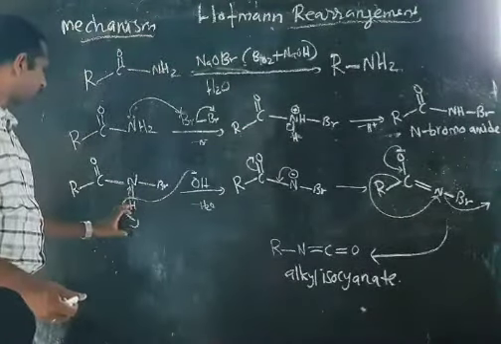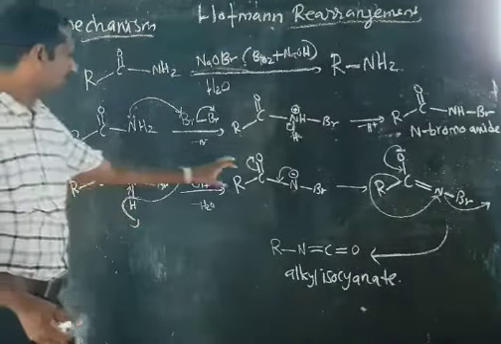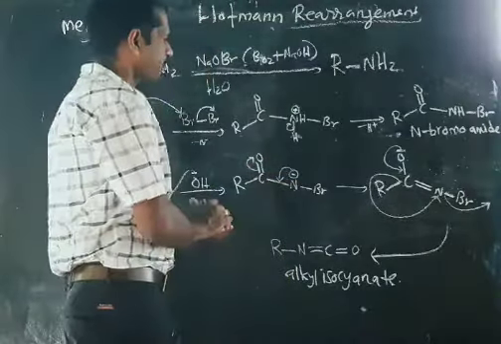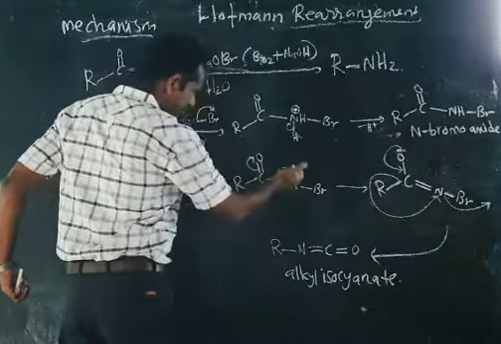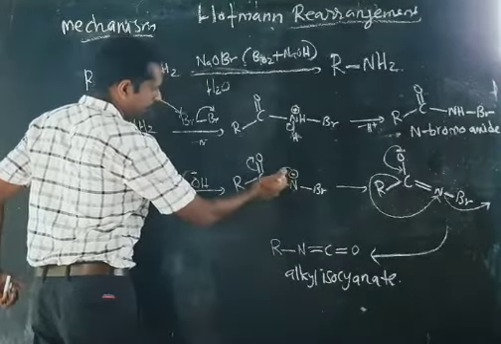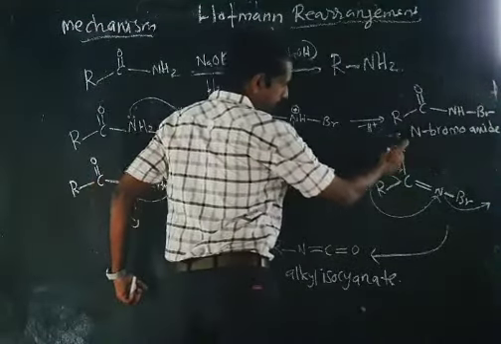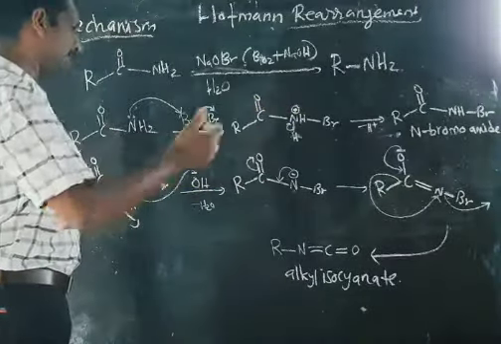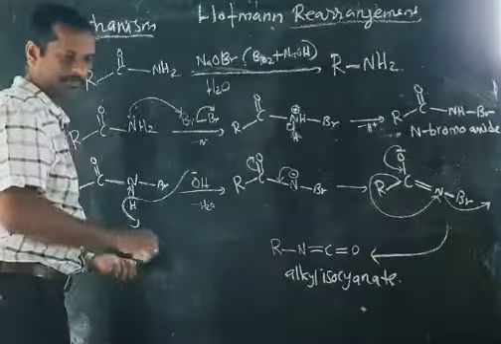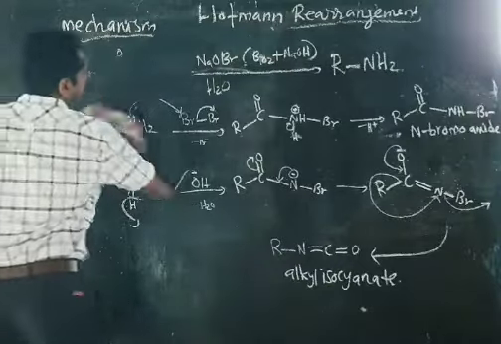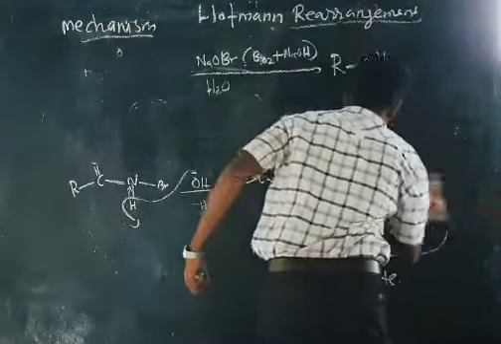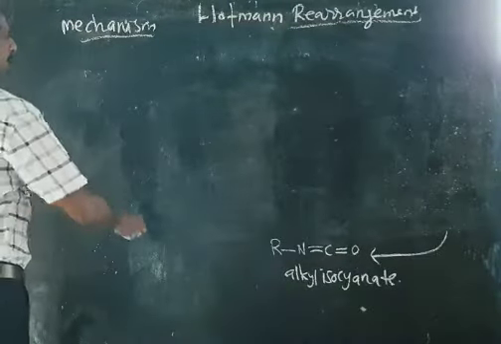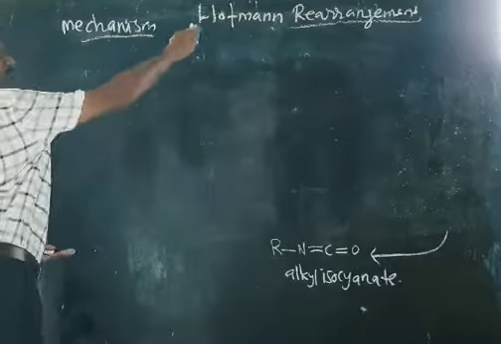Now in this N-bromoamide, this proton is removed by the base, OH minus, and it changes to the nitrene ion. For stability, this negative charge is shifted to here, O minus. Now in the next stage, when this comes back, the alkyl group migrates from carbon to nitrogen. At the same moment the leaving group is expelled and we get alkyl isocyanate. The entire rearrangement up to this point is known as the Hofmann rearrangement.